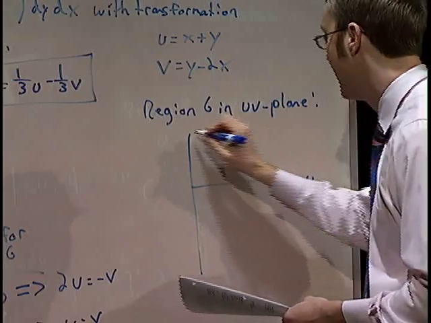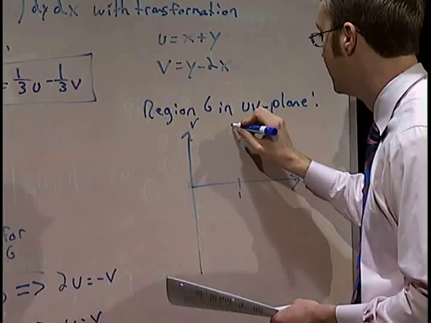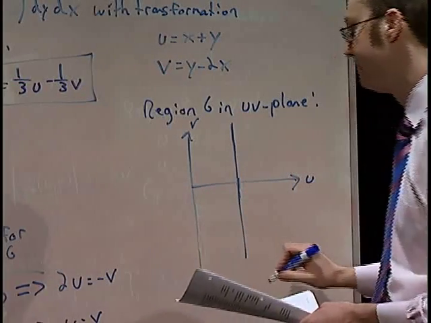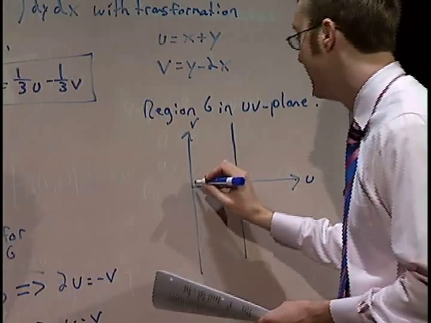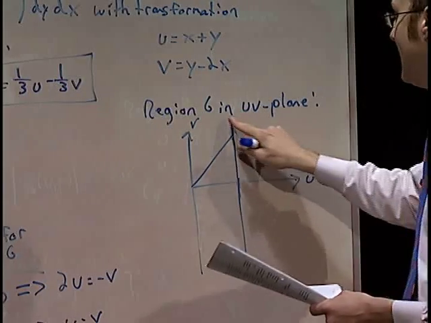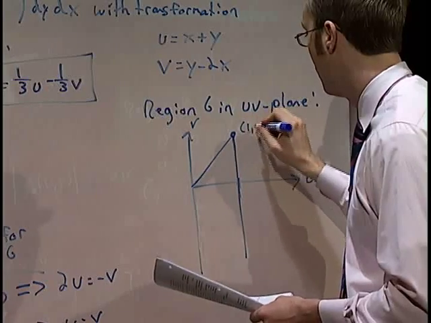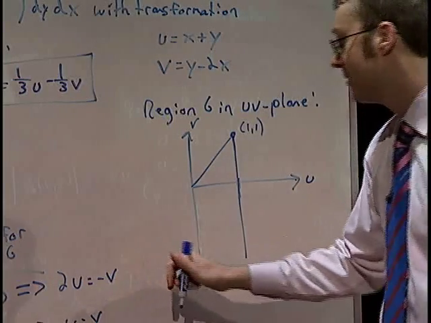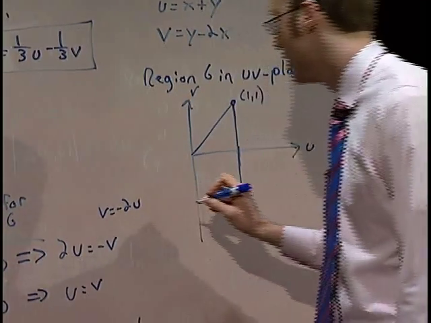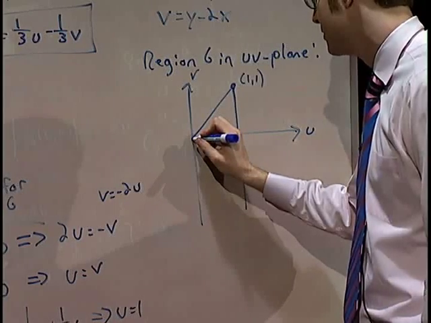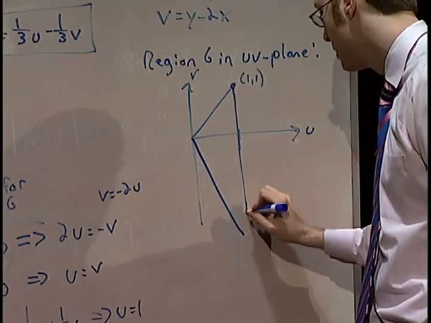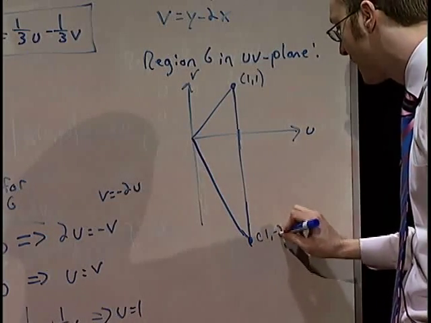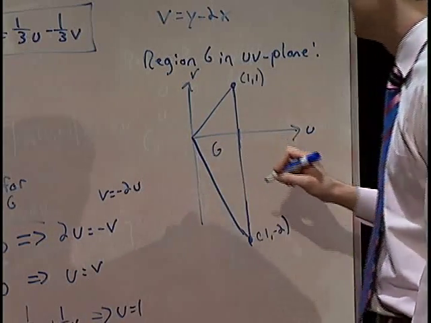So here's the U axis, here's the V axis, here's 1. This is bounded by U equals 1. And then U equals V is going to be that line. U equals V is going to hit that line right there, at the point 1, 1. That's one boundary of the region. 2U equals negative V is the same as V equals negative 2U. That's going to come down more steeply, something like that. So this is the point 1, negative 2, and this triangular region is our G.